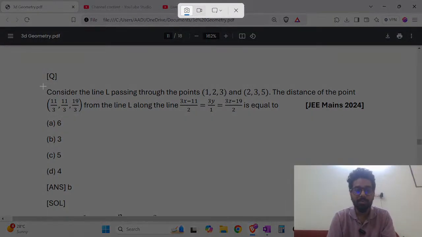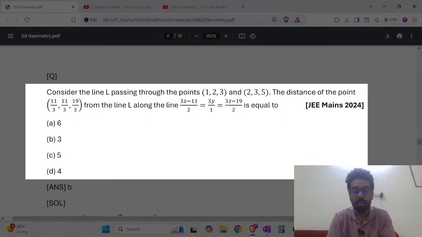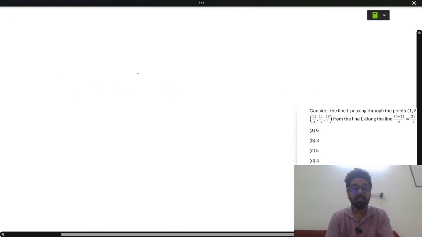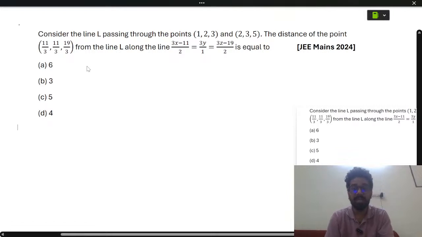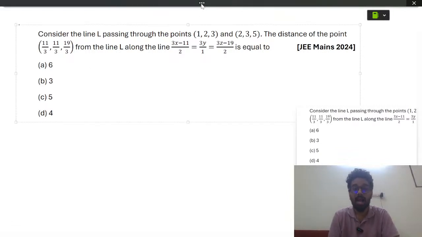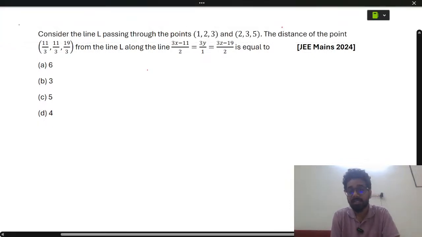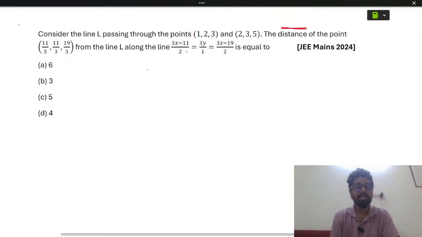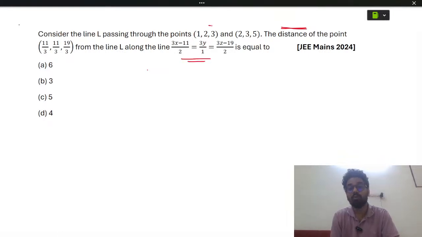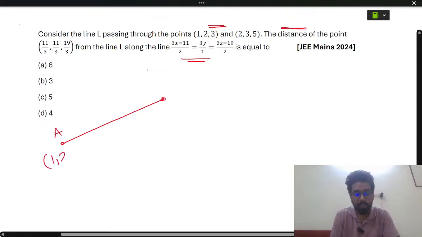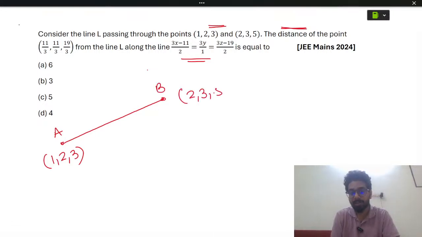Now this question has been asked in 2024, but apart from this, I can say that this question is being asked again and again, in the same pattern. What is the repetition over here? The distance part is repeated. What is again repeated over here? The intersection of 2 points. Let's read the question. So here they are saying points: the point A (1, 2, 3), point B (2, 3, 5).